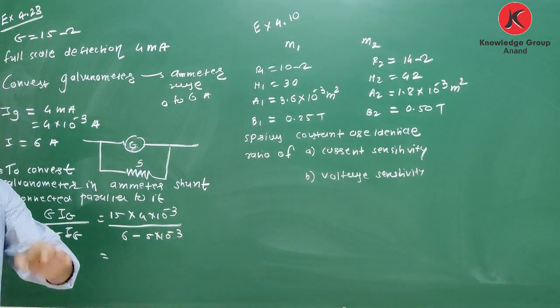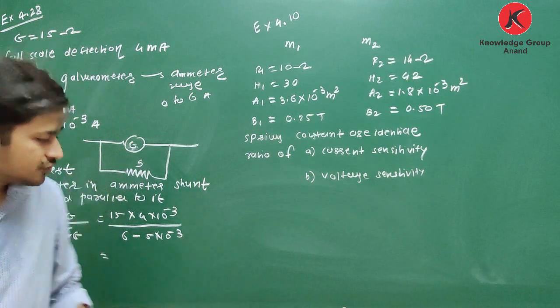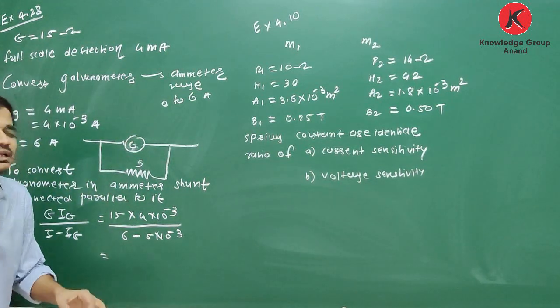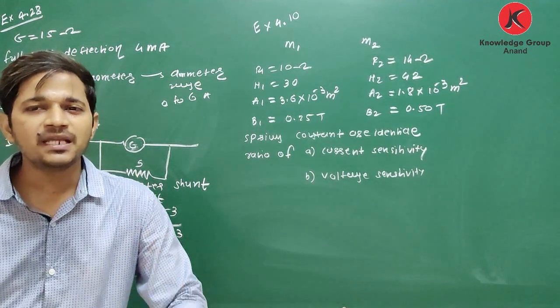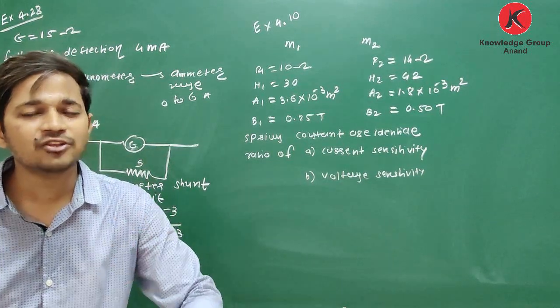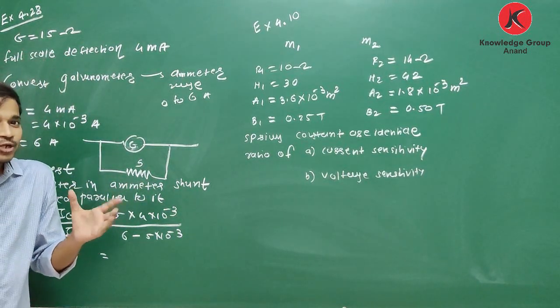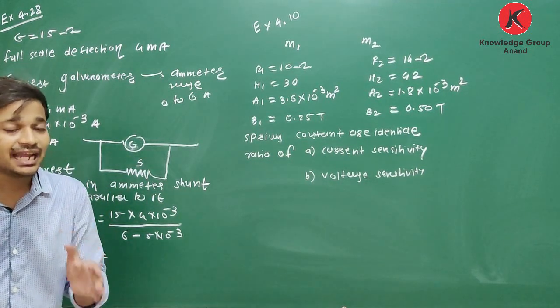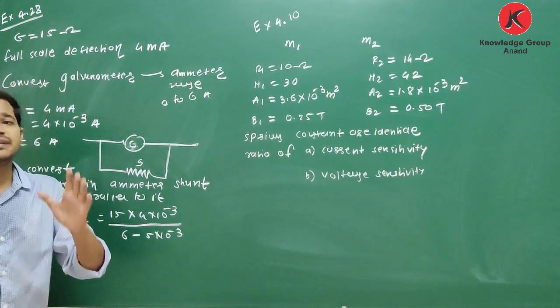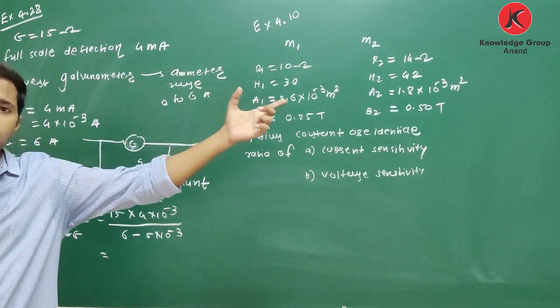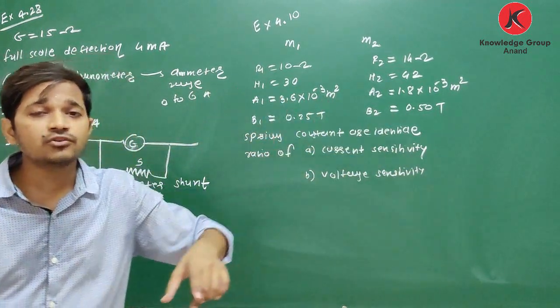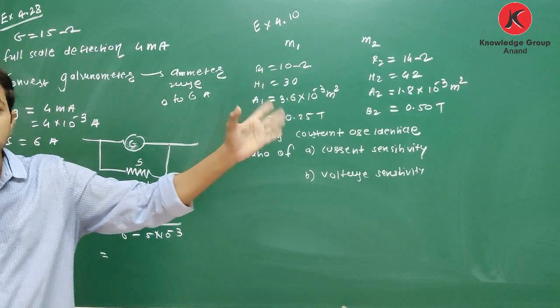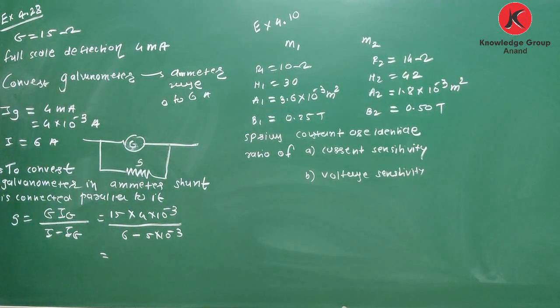You will easily get your answer. And yes, this answer of S will be very, very small, because we know the theory. To convert a galvanometer into an ammeter, we have to use a shunt. And what is the value of the shunt? Very, very small. While in a voltmeter, what is the value of the series resistance? Very, very large. It is 5980. Clear about this?